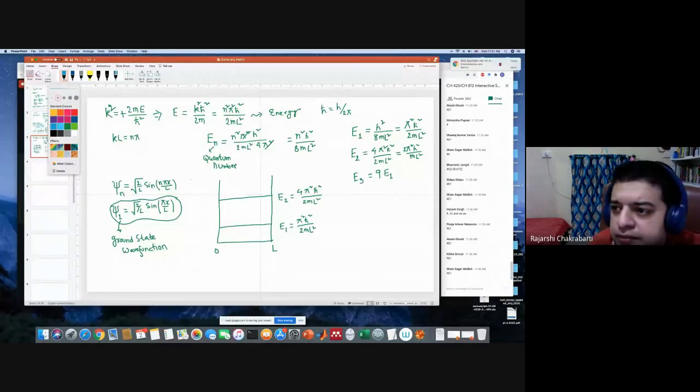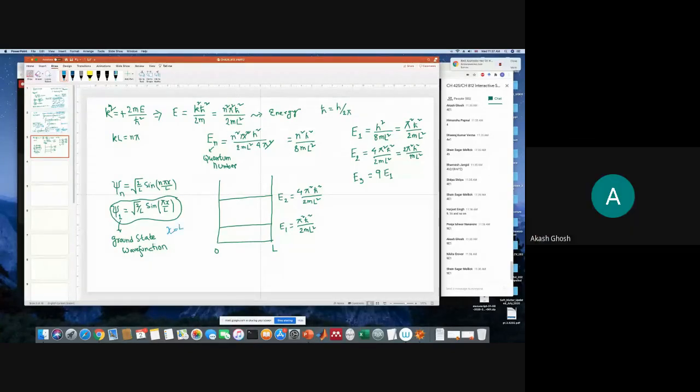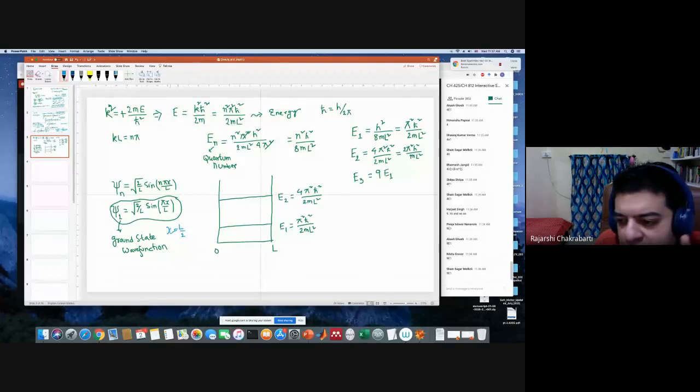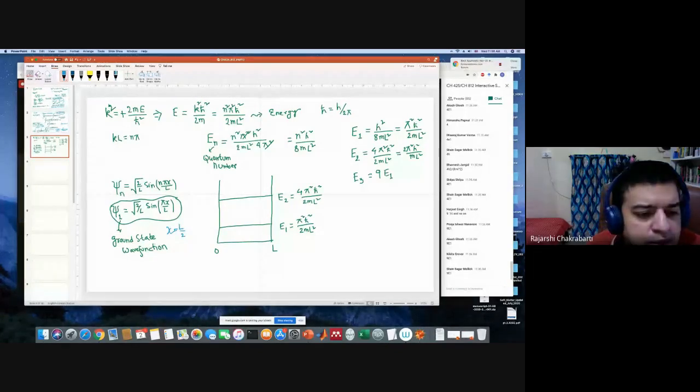What is the value if I take x equal to L by 2, the midpoint? It is root 2 by L times sine of pi times (L by 2) divided by L, so sine of pi by 2. What is sine 90? Sine pi by 2, what is the value? 1. But you have this normalization constant.